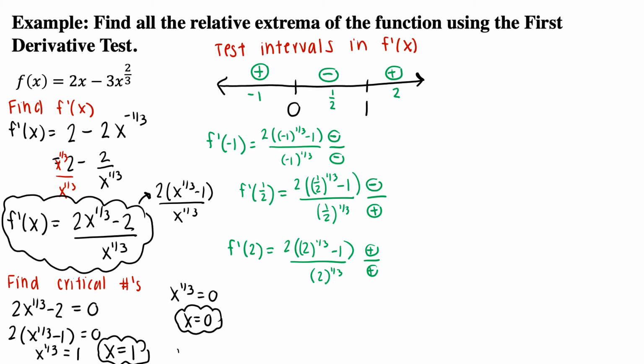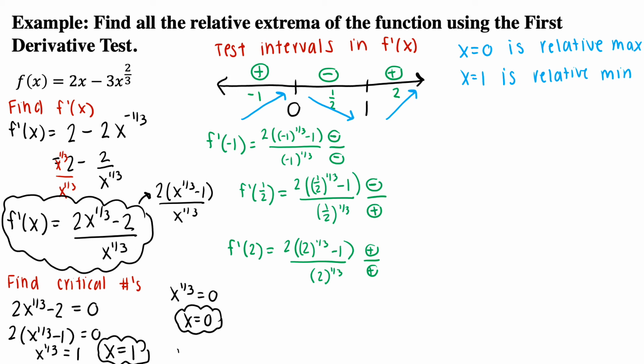So now I want to go ahead and identify our relative extrema. So our function would be increasing, then decreasing, then increasing. So because we change signs at both critical numbers, both of them are going to be relative extrema. At x equals 0, we change from positive to negative. So we have a relative maximum. And at x equals 1, because we change from negative to positive, we have a relative minimum.